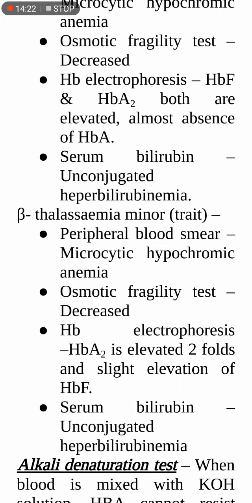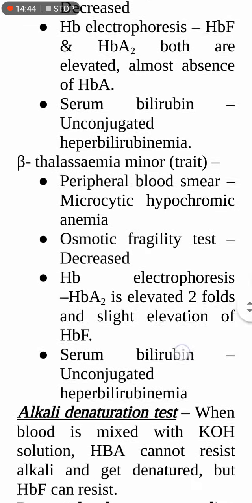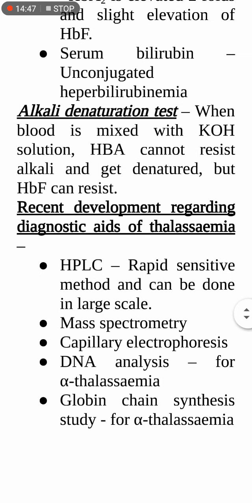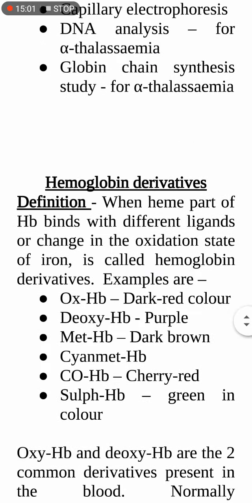Next, beta thalassemia minor or trait. It shows microcytic hypochromic anemia in peripheral blood smear. Osmotic fragility is decreased. Hemoglobin electrophoresis shows 2-fold elevation of hemoglobin A2 and slight elevation of fetal hemoglobin, and blood shows unconjugated hyperbilirubinemia. Recent developments in diagnostic tools of thalassemia are HPLC, mass spectrometry, capillary electrophoresis, DNA analysis, and globin chain synthesis study.